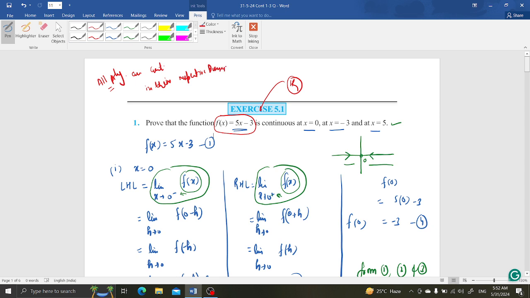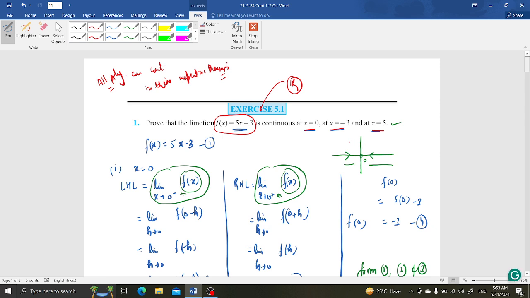Now two things we have: either a domain is given or a point is given, or maybe they are saying to discuss the continuity of the given function. If they are saying discuss the continuity of the given function, then we need to prove it in general by taking a simple arbitrary real number. But here they fix x equal to 0, we need to check; x equal to minus 3, we need to check; x equal to 5, we need to check.